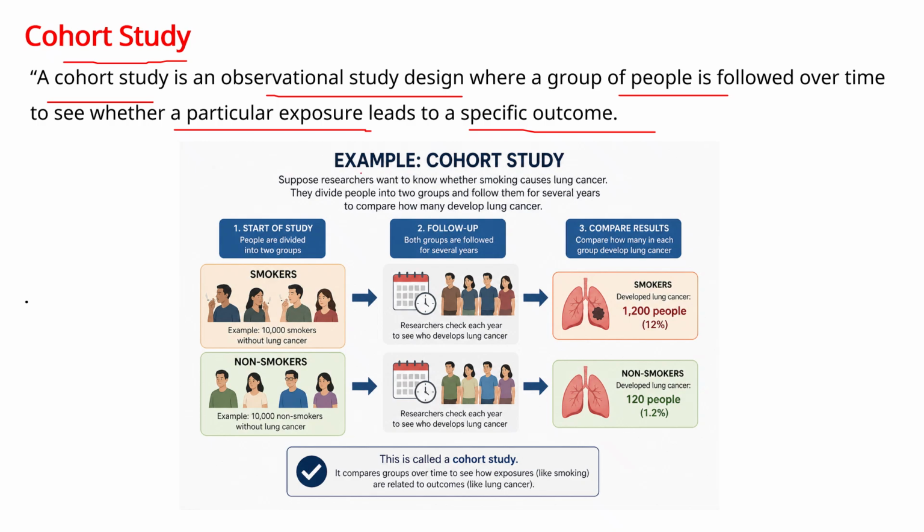For example, suppose researchers want to know whether smoking causes lung cancer or not. Initially, they divide people into two groups, smokers and non-smokers. Then they follow both the groups for several years and compare how many people in each group develop lung cancer. So this is called a cohort study.